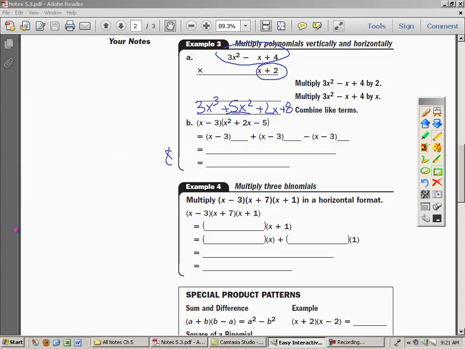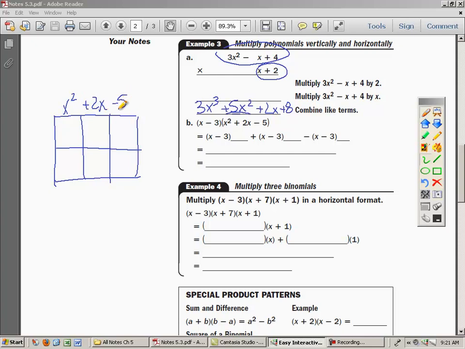I'm going to clean this off over here. So you may have to put that work someplace else. But let's go ahead and take a look at letter B here. I want to write letter B as the product of two polynomials. I'm going to put the x squared here, I'm going to put the 2x here, and the minus 5 there, and then x minus 3 there.